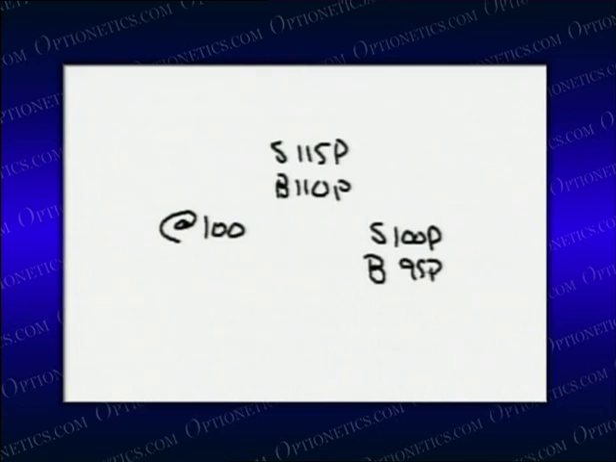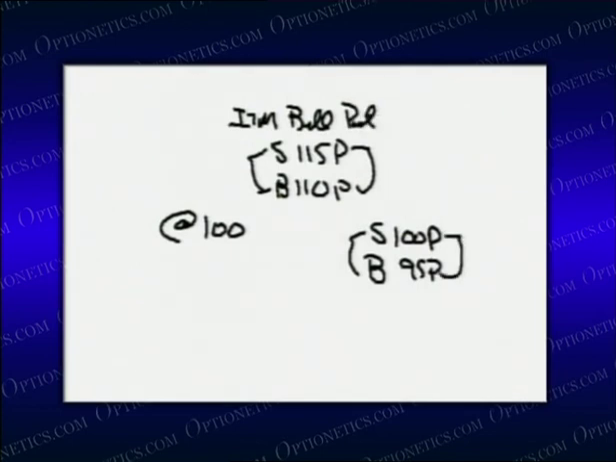Just like in the bull call spreads we did earlier, these are different types of trades. Remember, when you're looking at puts, when a put is above where the stock is trading, these are called in the money. So this is an in the money bull put. When you're trading right around where the stock is trading, this is an at the money bull put.